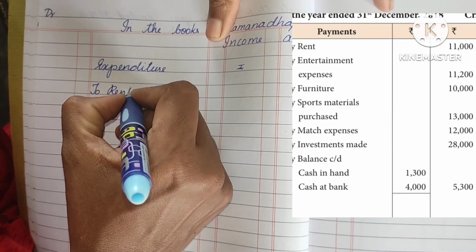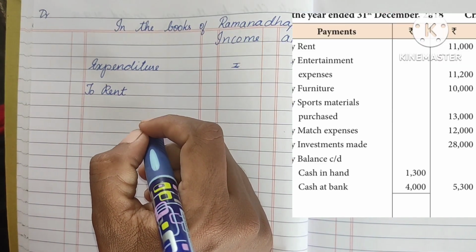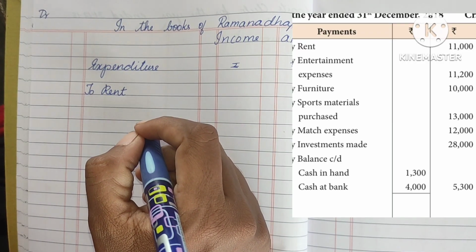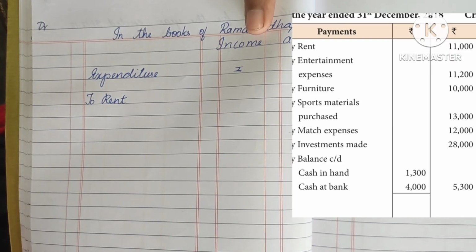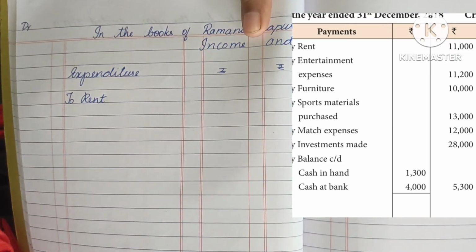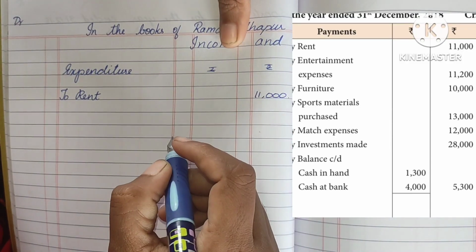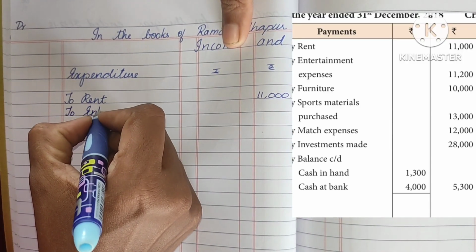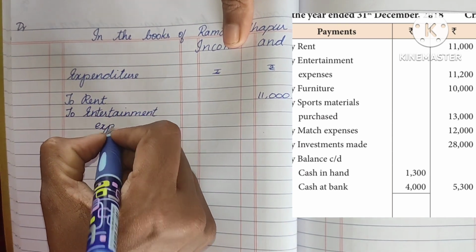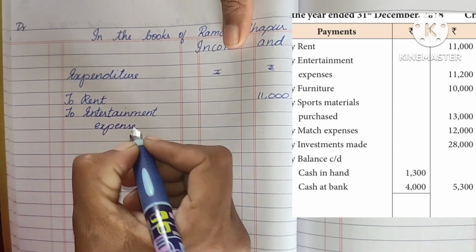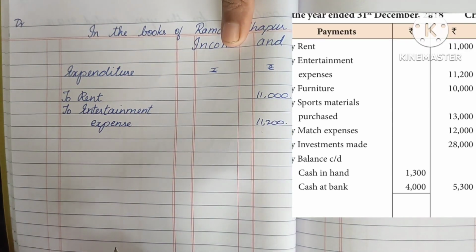That is, we'll be recording the revenue payments on the expenditure side, the debit side of the income and expenditure account. In this we are going to record, firstly rent, second entertainment expense. Furniture is an asset, so it doesn't come. For sports material purchased, we have an adjustment, therefore we'll be doing the adjustments. Then we have match expenses, which will be recorded. Investment is an asset, so it won't be recorded. And the closing balance of cash and bank will not be recorded on the expenditure side.